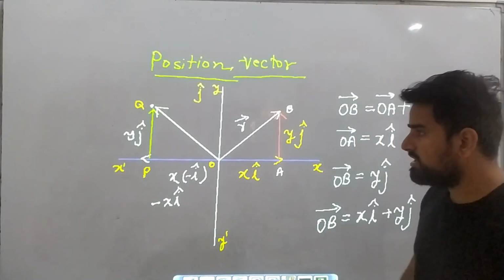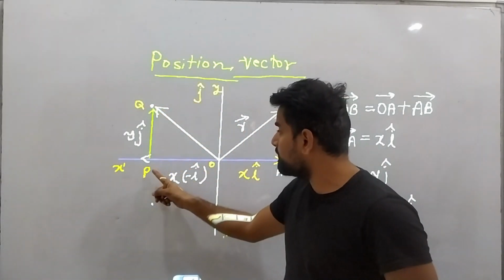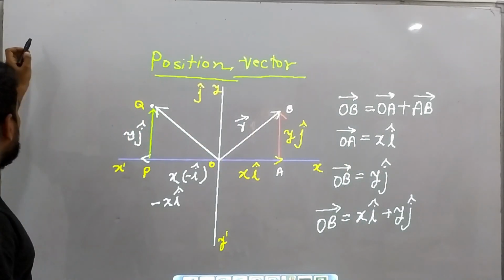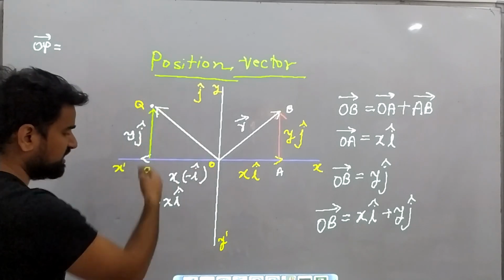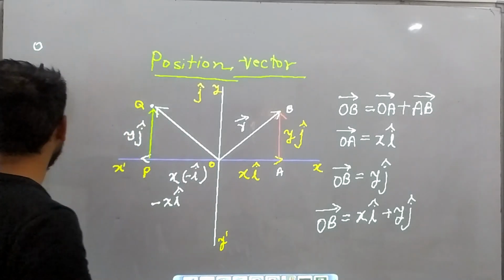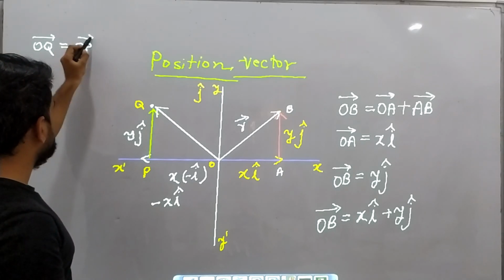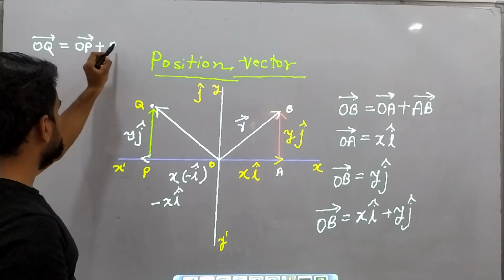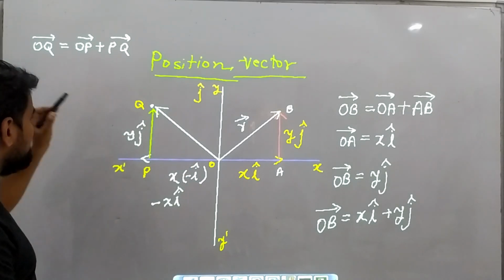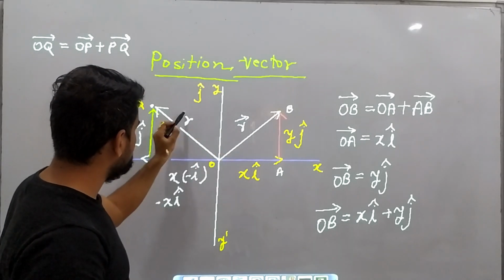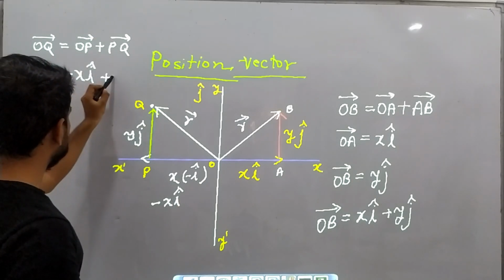So finally, what should be the result? What should be the OB vector? So we already know that the OQ vector is equal to the OB vector plus the PQ vector. Oh wait, we need to take the OQ vector first. This OQ vector should be equal to the OB vector plus the PQ vector. I hope you understand the basic concept here, right? So if I say that this is again the R vector, the resultant vector, then this resultant vector R is equal to negative X i cap plus Y j cap.